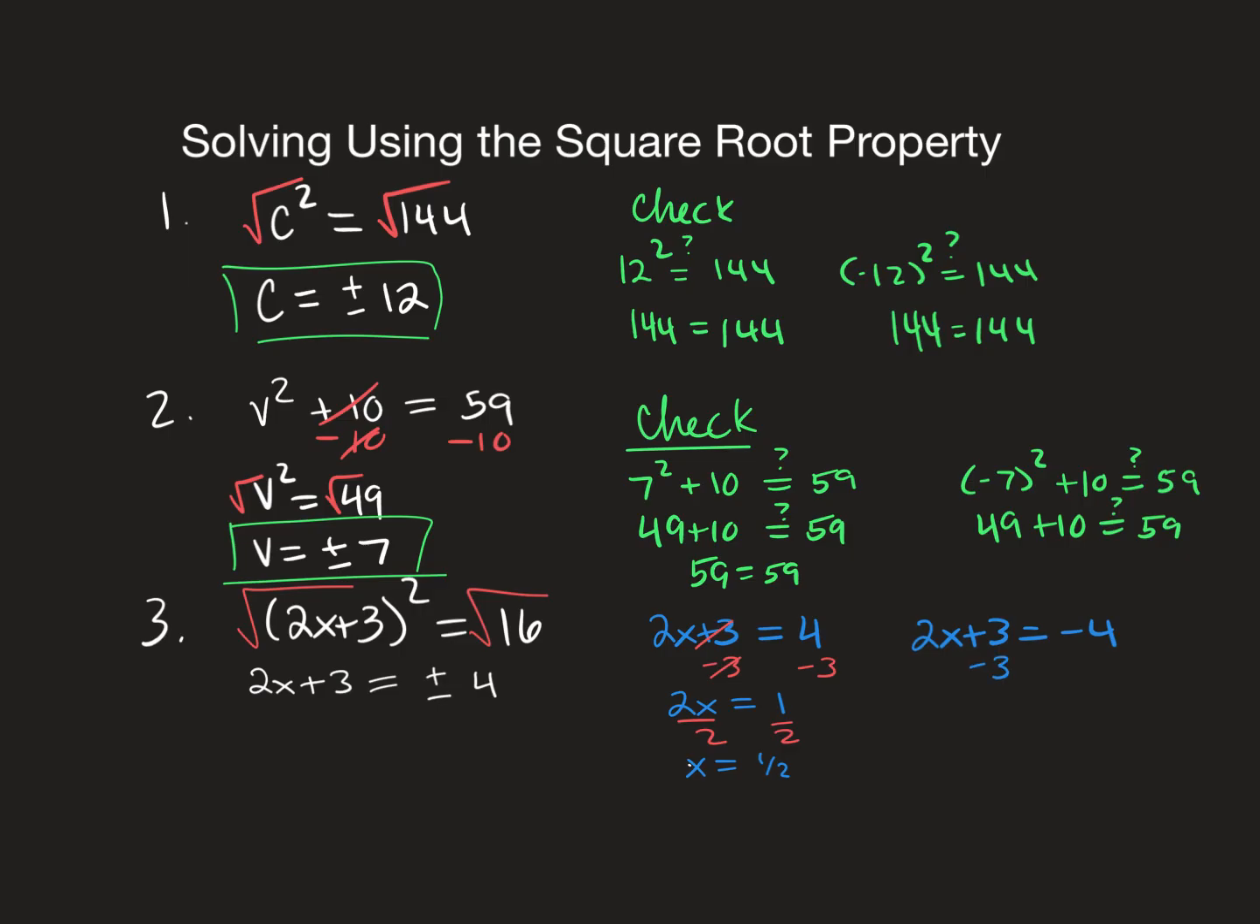Moving on, subtract 3. And what's kind of weird is you'd think, like in your head initially, that you'll get the same answer, but because it's a negative number, you'll get a different answer. So we have x equals negative 7/2.